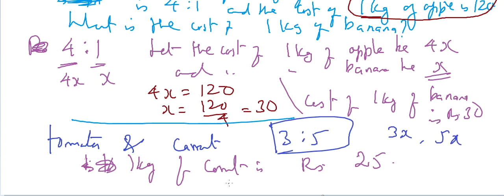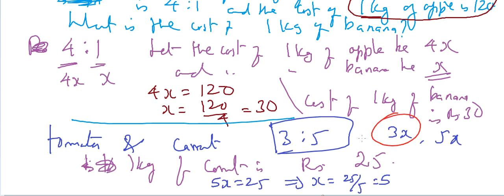But we know the cost of carrot is 25, so 5x is equal to 25, which means x is equal to 25 by 5, equal to 5. Okay, we have found the value of x. So using this you can find the cost of 1 kg of tomato. What is the cost of 1 kg of tomato? 3x. So 3 into 5 is equal to 15 rupees. So the cost of 1 kg of tomato is 15.